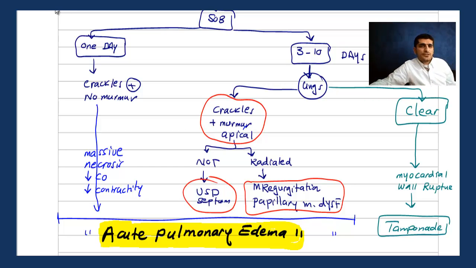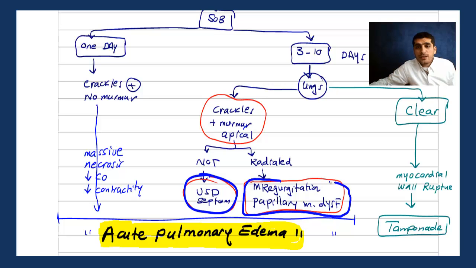Murmurs, guys, usually present as shortness of breath. Usually the patient presents with shortness of breath, especially if it is acute. So whenever you have acute VSD or mitral valve regurgitation, they present as pulmonary edema. If it is massive necrosis, it also presents as pulmonary edema.